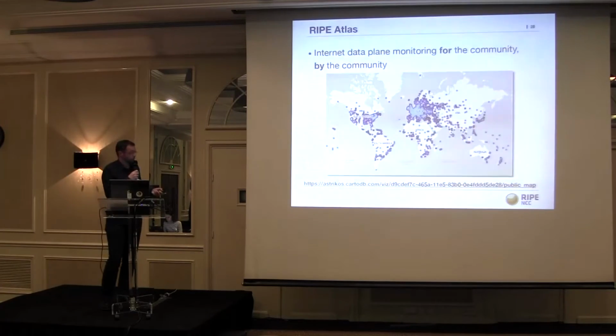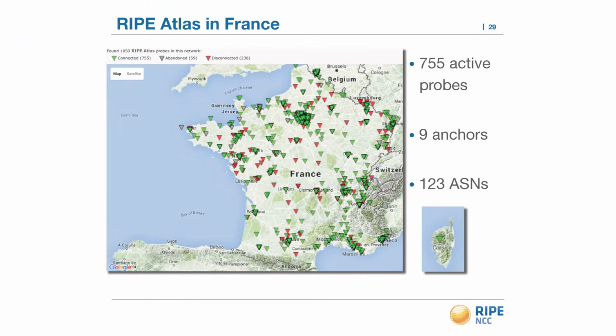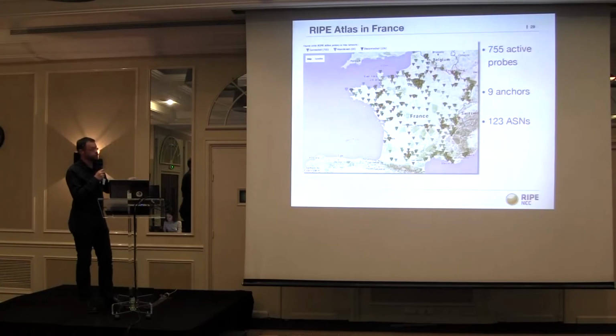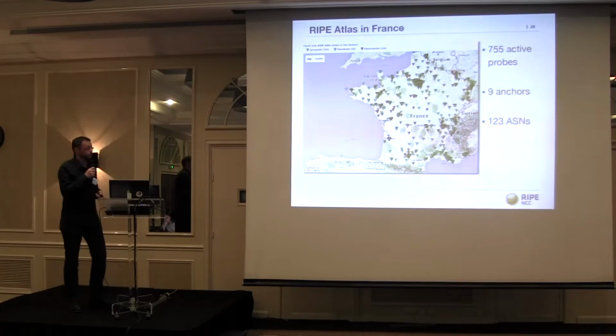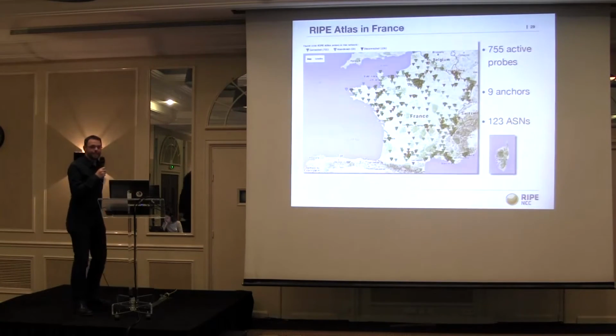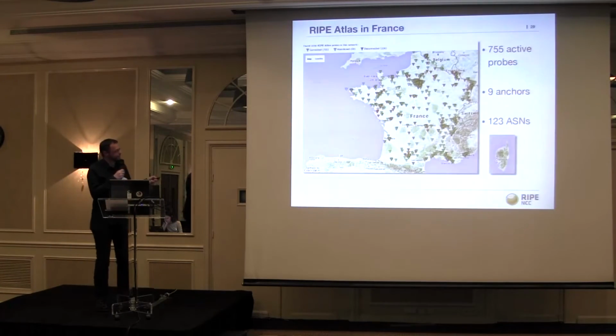8,600 probes online currently. Moving towards France, of course, I have to put this slide in. 755 probes active 2 days ago when I created this, probably 1 or 2 more right now. 9 RIPE Atlas anchors, 123 ASNs covered. And if you're really good at counting, you'll notice 1 probe is missing here. It's there on Corsica.